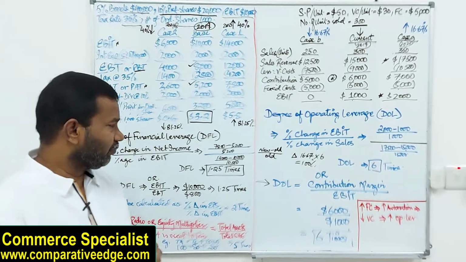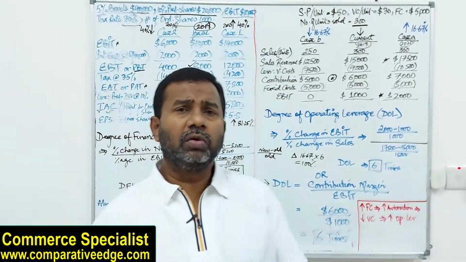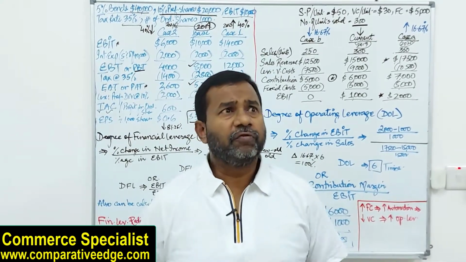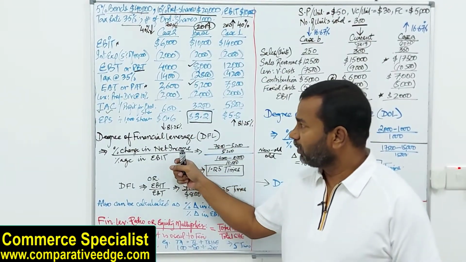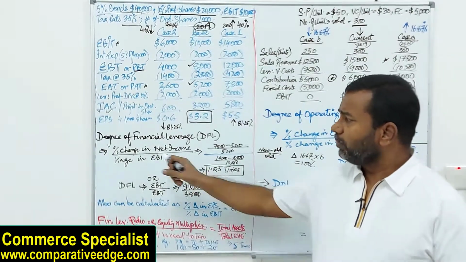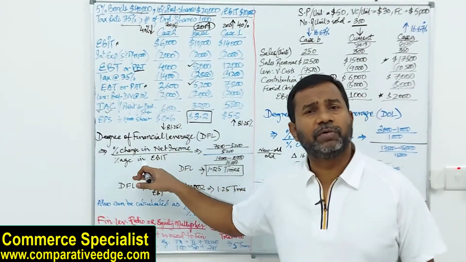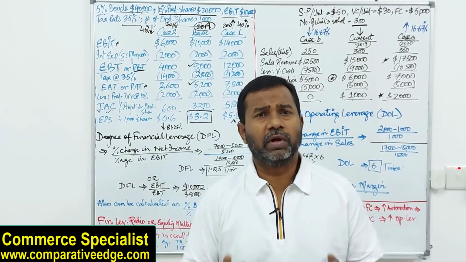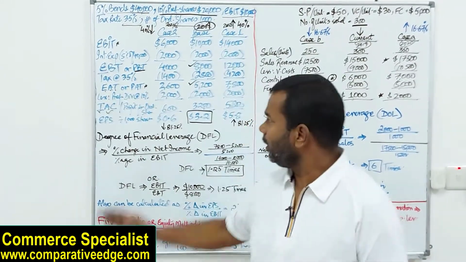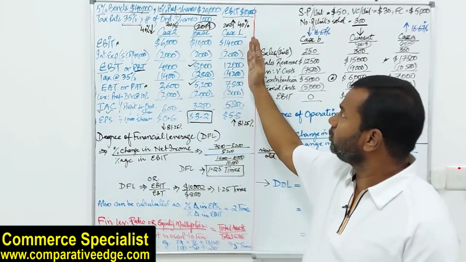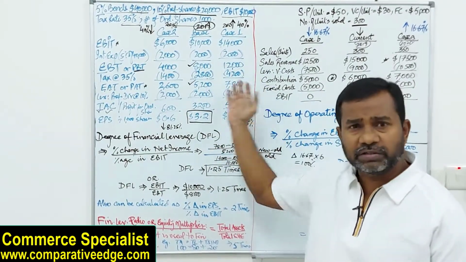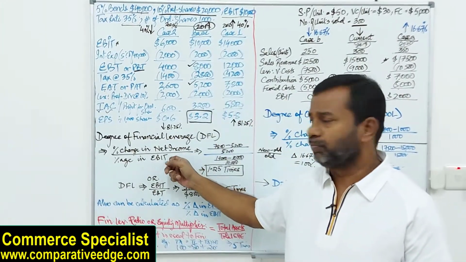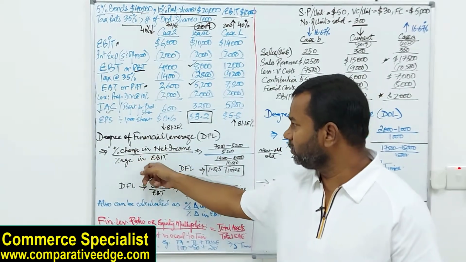What happens? First of all, we need to know how to calculate financial leverage. The formula is here, ladies and gentlemen. Degree of financial leverage is equal to percentage change in net income divided by percentage change in EBIT. Again, most of the students have a query about which formula to use. If you have a comparative year like 2019 to 2020, if you have two different years given, last year and this year, you should be using this formula: percentage change in net income divided by percentage change in EBIT.